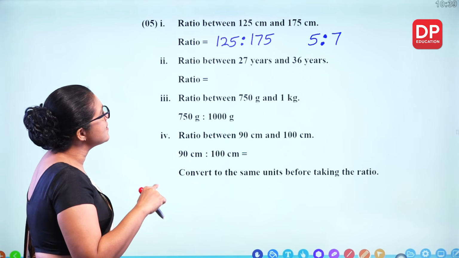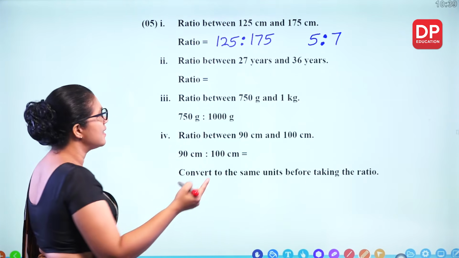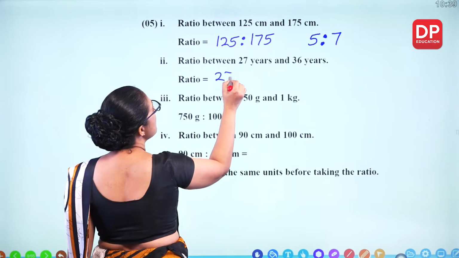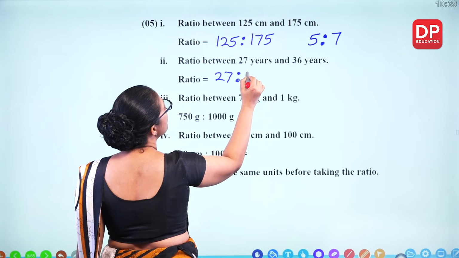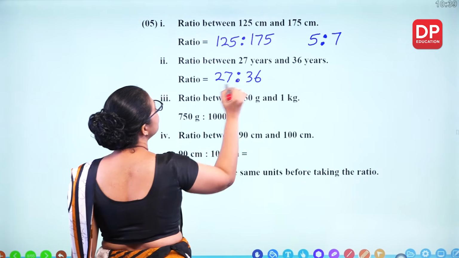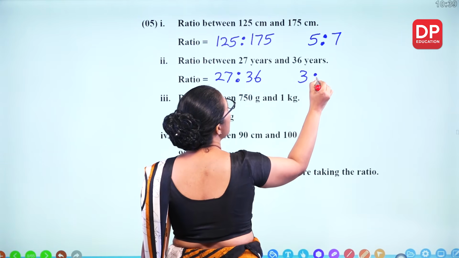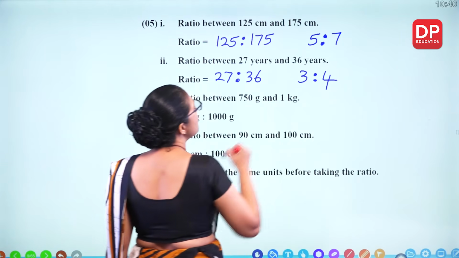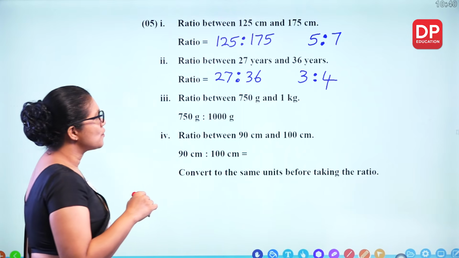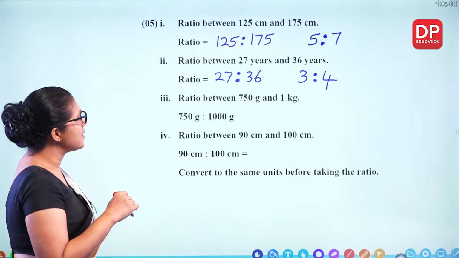Ratio between 27 years to 36 years? That's also the same units, 27 to 36. Divide by 9. 3 and 4. 3 to 4. 9 times 4, 36. 9 times 3, 27.